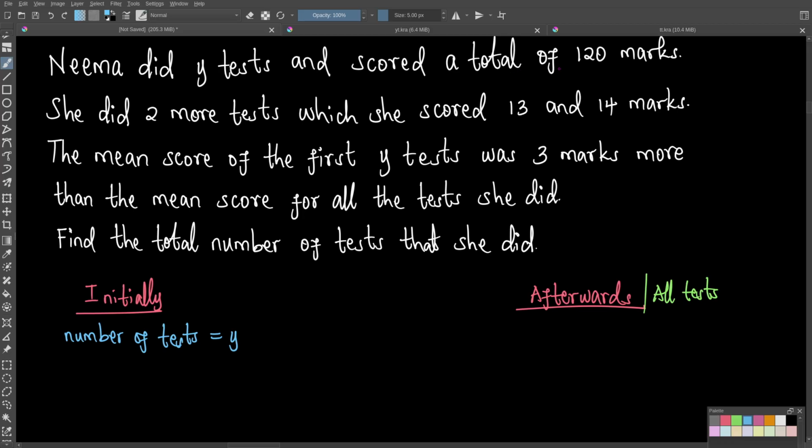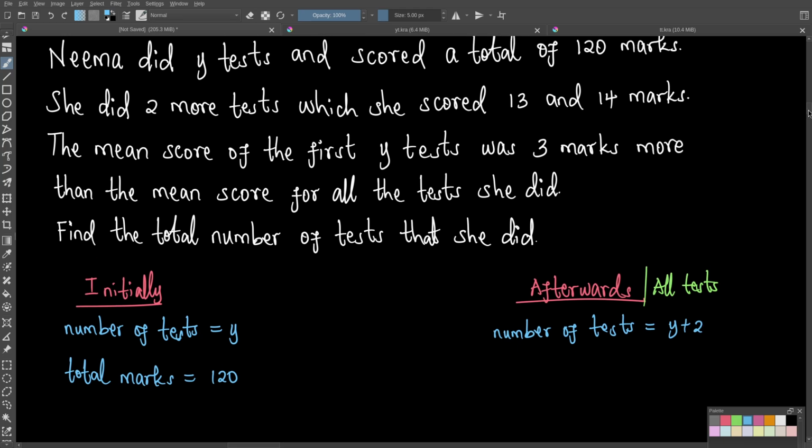And then she scored a total of 120 marks. This is initially, so the total marks would be 120. Now let's look at the afterwards case, or rather for all the tests. We are told she did 2 more tests. So let's start with the number of tests. In this case, that would be the initial number of tests, which was Y, plus the 2 more that she did. So that would be Y plus 2.